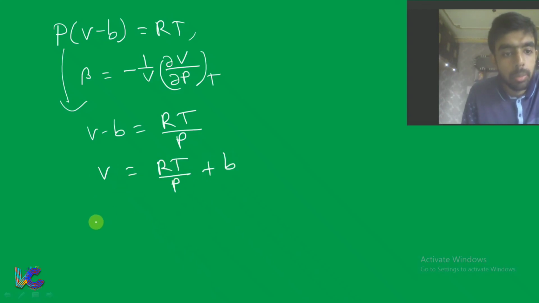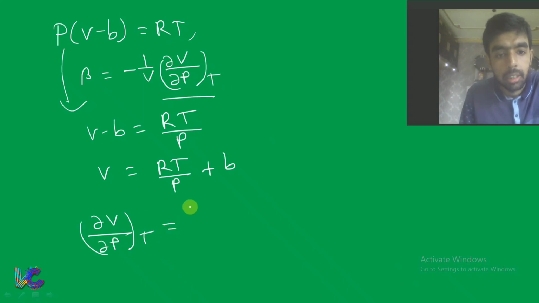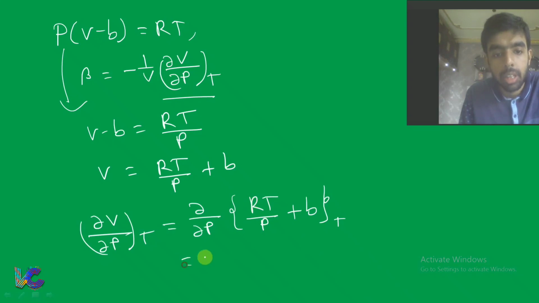Fine. So if you want to calculate del V by del P at constant T, you have to do del by del P of (RT by P plus B) at constant T. Now T is constant, R is a universal constant, so RT will be outside the derivative sign. So you have del by del P of 1 by P, which means minus 1 by P square. That means this is minus RT by P square. Now B is a constant, so that will be 0.